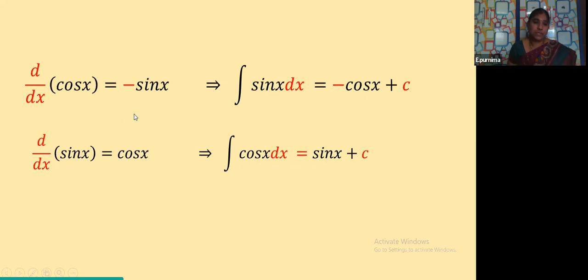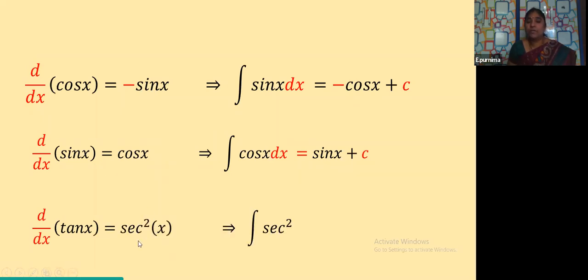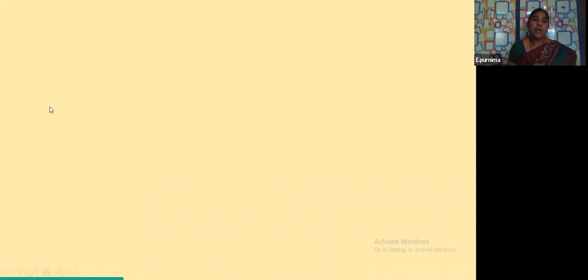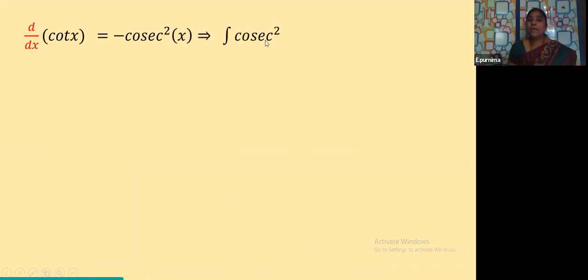And the next one, let us see. d by dx of tan x is what? Secant square x. So integral of secant square x dx is equal to tan x plus c. Okay. Now next one is d by dx of cot x is equal to minus cosecant square x. So this implies integral of cosecant square x dx is equal to how much? Minus cot x plus c, because this minus sign goes to the other side, it becomes minus cot x plus c.